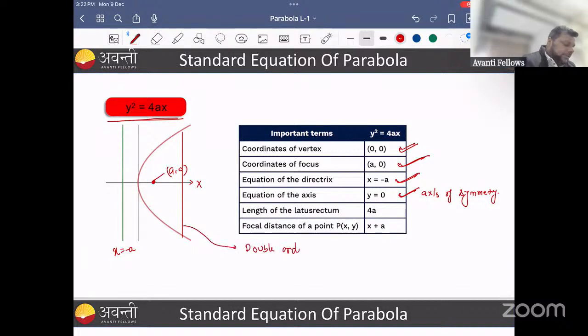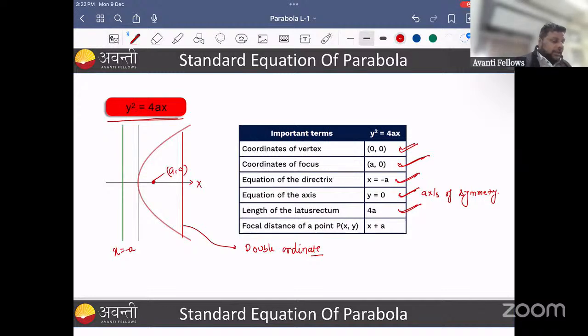Double ordinate. Any chord perpendicular to the axis of symmetry is called a double ordinate. And if a double ordinate is passing through the focus, it is called latus rectum.